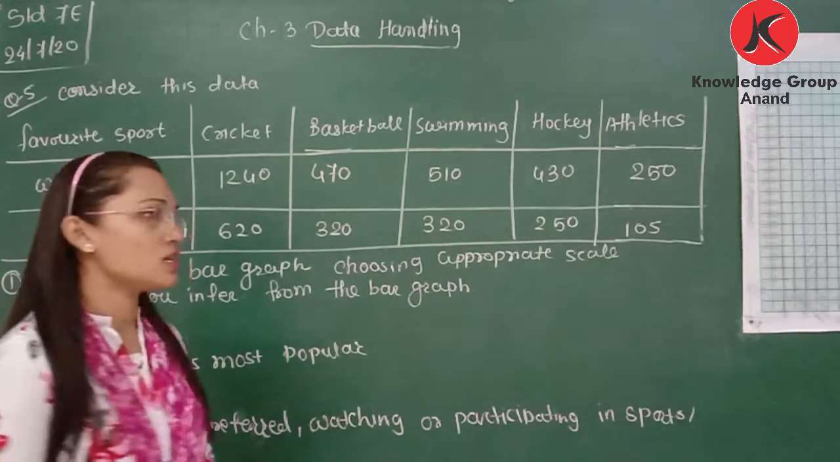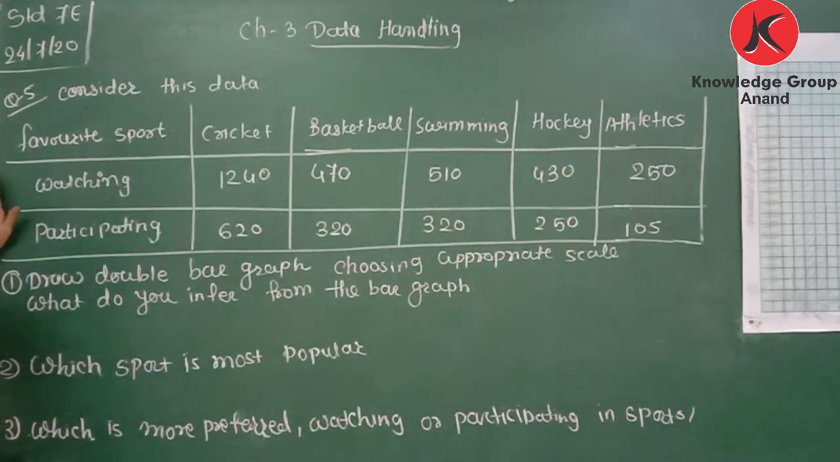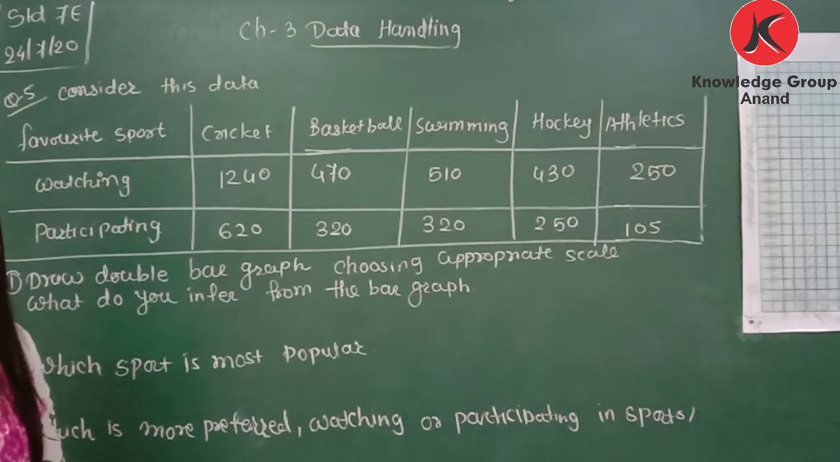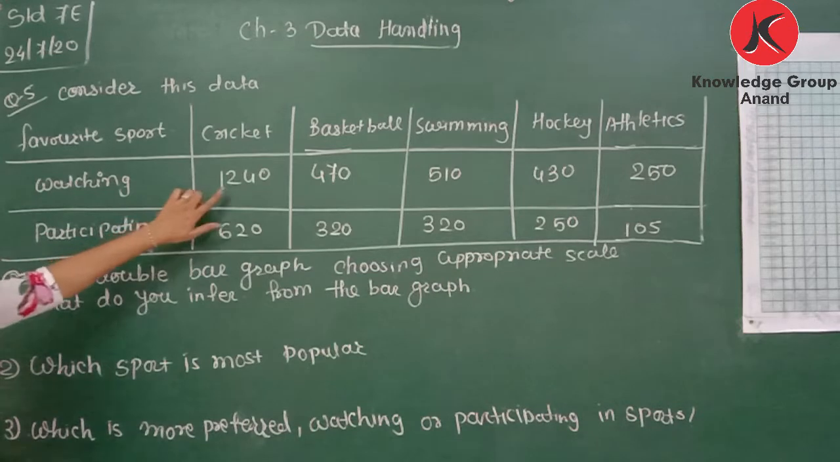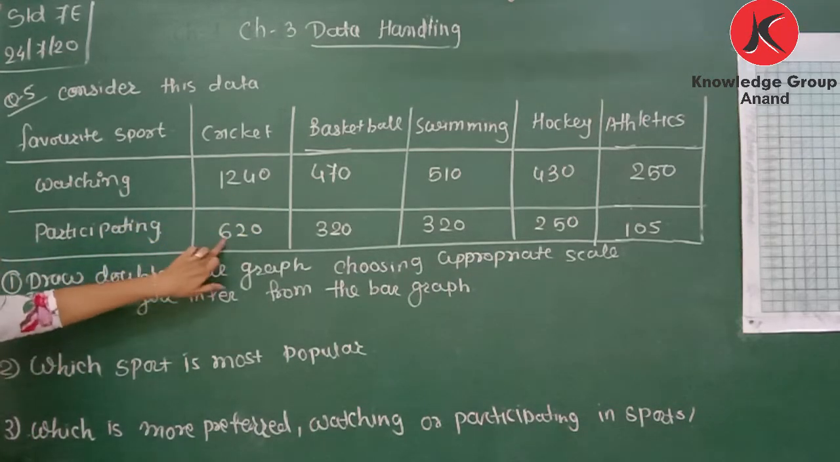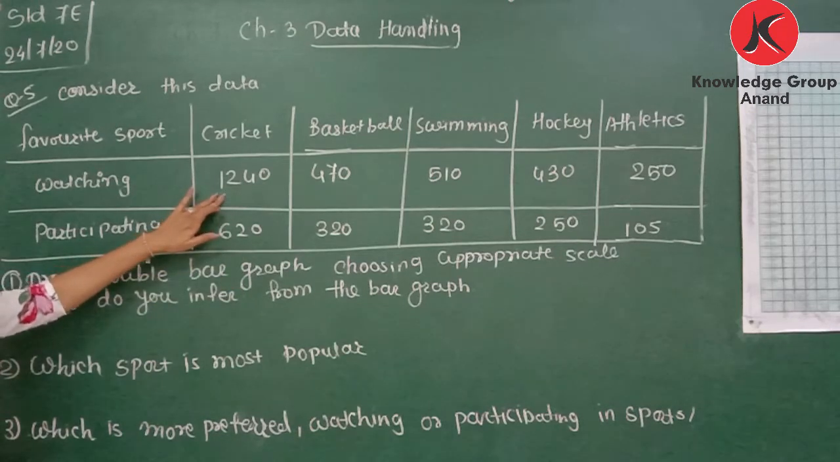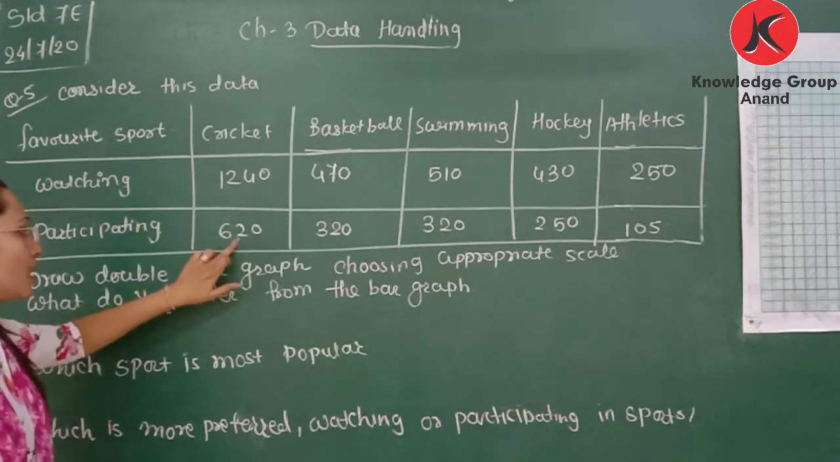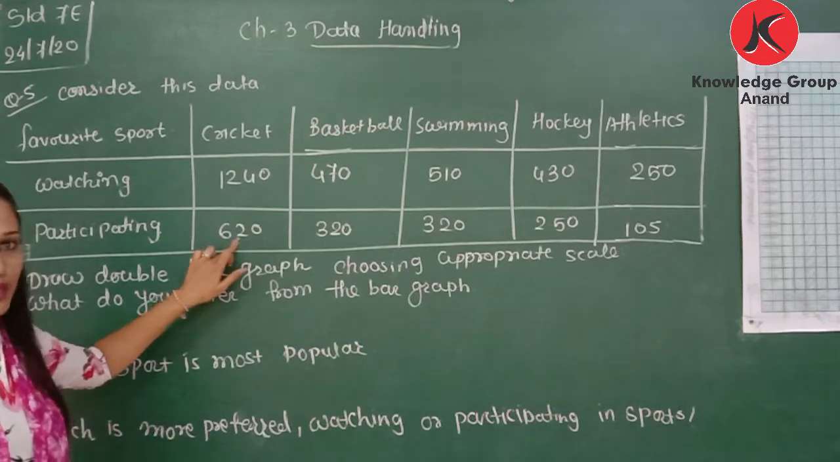Question number 5 and 6. Here, the first question, number 5, gives the data of one residential colony: the number of people watching sports and the number of people playing sports. Watching cricket is 1240 and participating in cricket is 620. This many people are watching and this many are interested in participating in cricket.